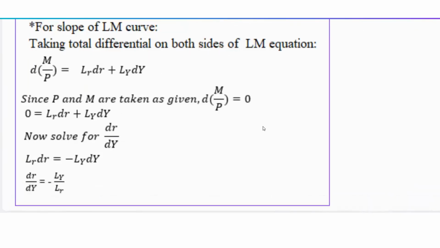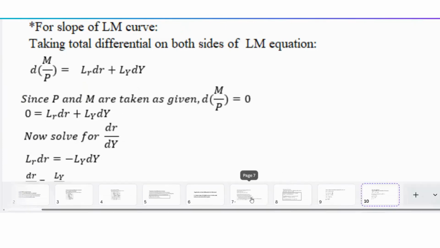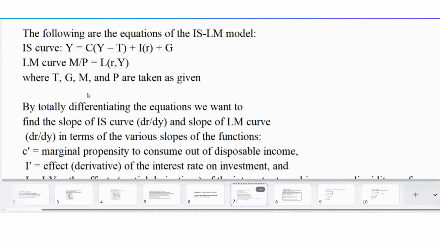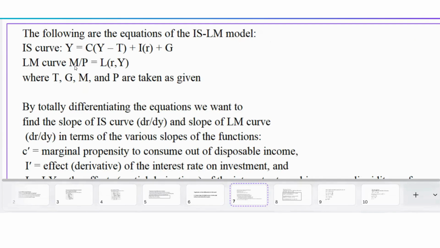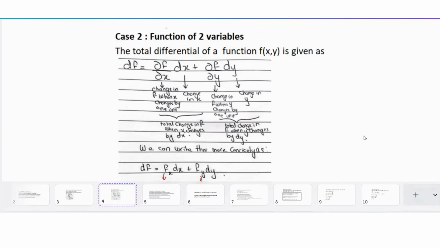Similarly, we can find the slope of the LM curve. We'll take the total differential on both sides of the LM equation. So if we go back to our equation, this will be the differential of M by P, and here L is a function of two independent variables. We already looked at this: if we want to find the differential of a function of two independent variables, like f(x,y), it's the partial derivative of f with respect to x times dx plus the partial derivative of f with respect to y times dy.